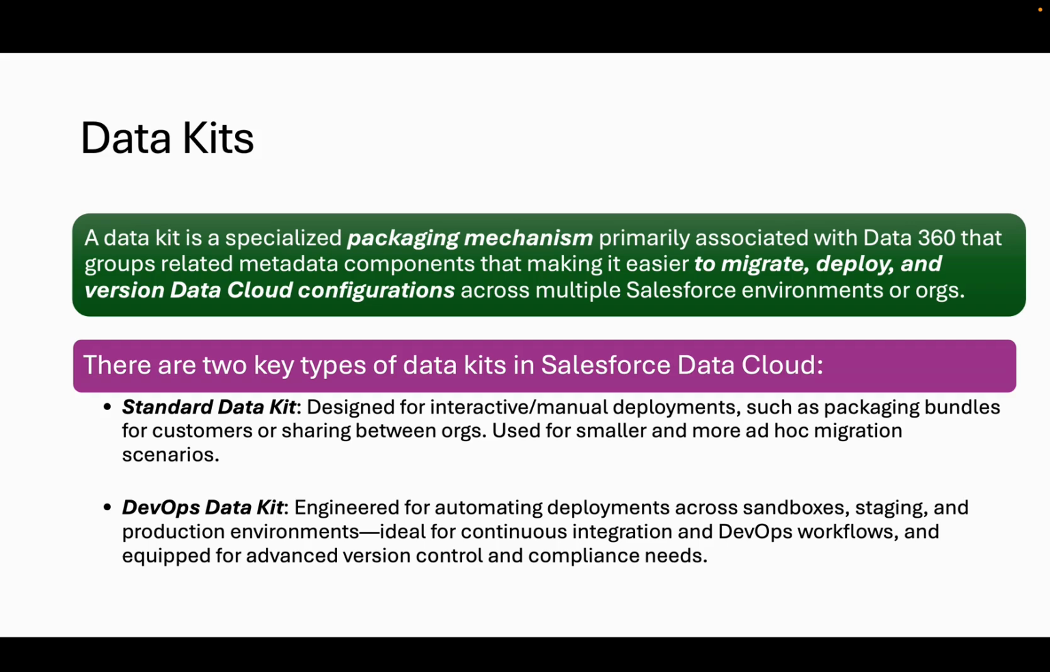Another type of data kit that we have is the DevOps data kit. It is engineered for automation during the deployment. In case you want your data kit to be deployed across the sandboxes, staging, and the production environment with the help of DevOps practices, then you should build the DevOps data kit. So in a nutshell, a data kit is nothing but a packaging mechanism with the help of which you can move the changes with respect to Data 360 by adding components like your data stream, your calculated insights, your segmentation, or all those different components, and move them from one org to another org.